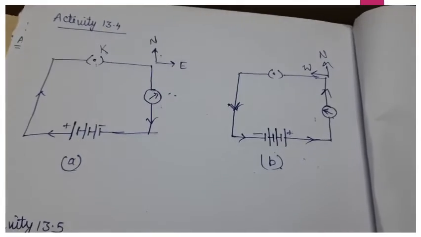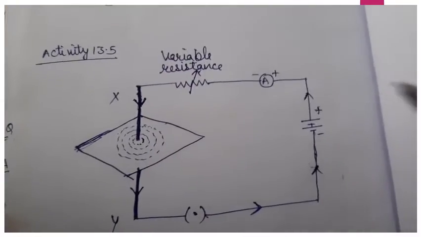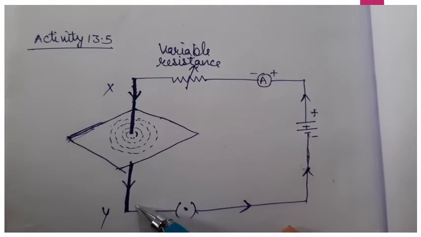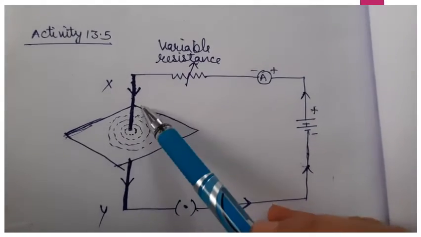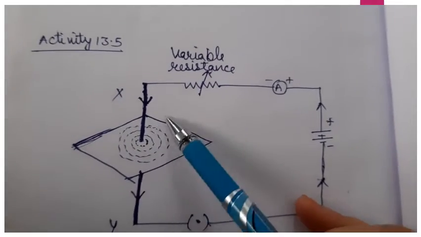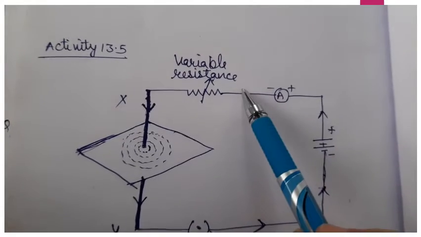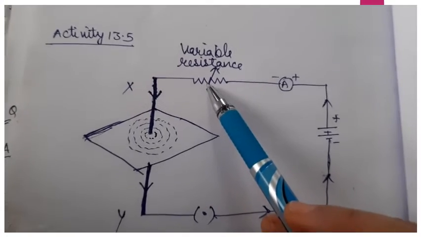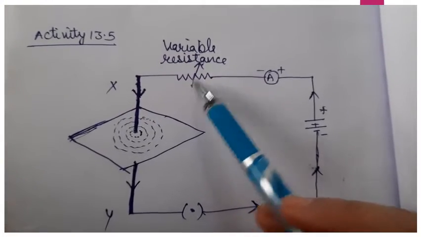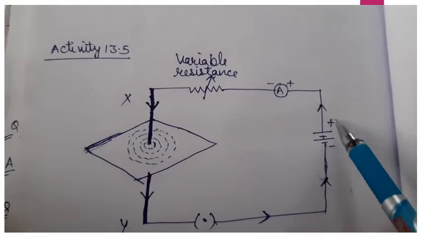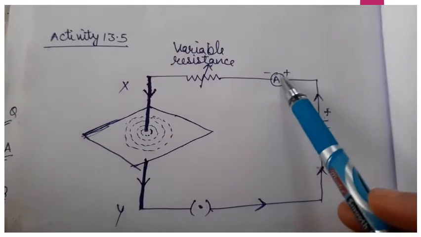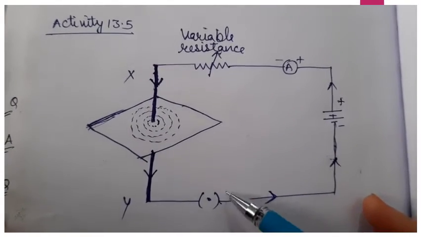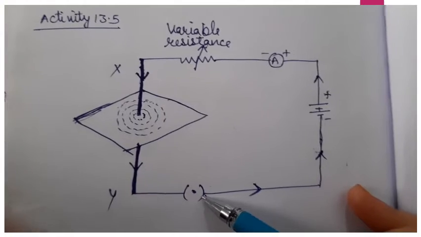In activity 13.5, we have taken a conducting wire XY and passed it through a cardboard or wooden base. We connect the conducting wire to a variable resistance. Variable resistance means a resistance whose value can be changed. And then we connect a battery and an ammeter. As I have told you, an ammeter is always connected in series in a circuit. And also a key, which works as the switch in the electric circuit.